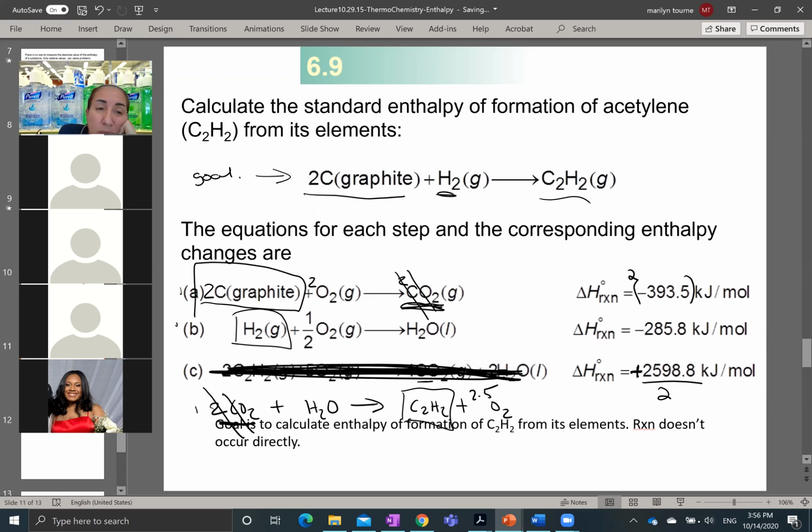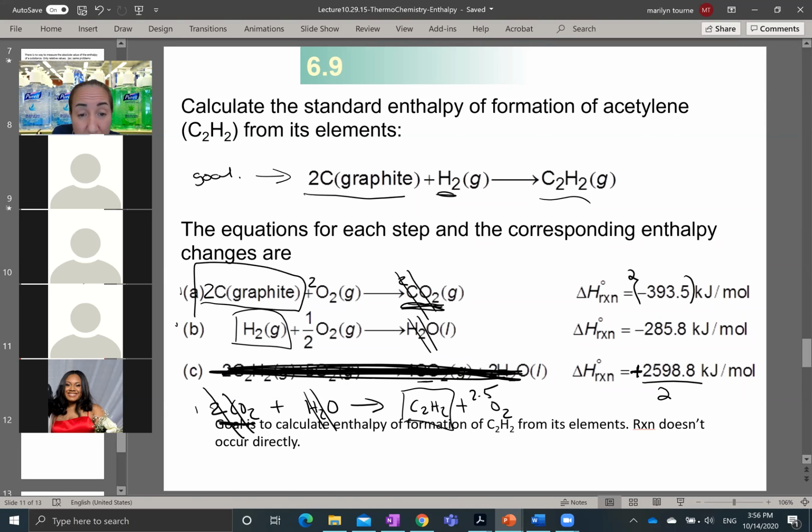What else can we cancel, people? Come on. The water. There's 1 mole of water on the left, and there's also 1 mole of water on the right. Now, do the O2. How many moles of oxygen gas do I have on the left of the arrow? In B, you have half of a mole. How many do you have total? 2.5. Say it so the class can hear it. 2.5 moles of O2.